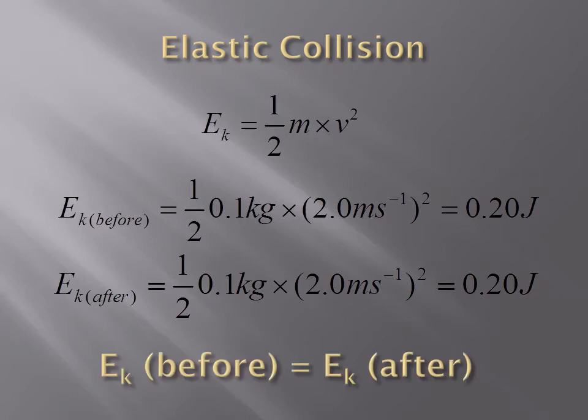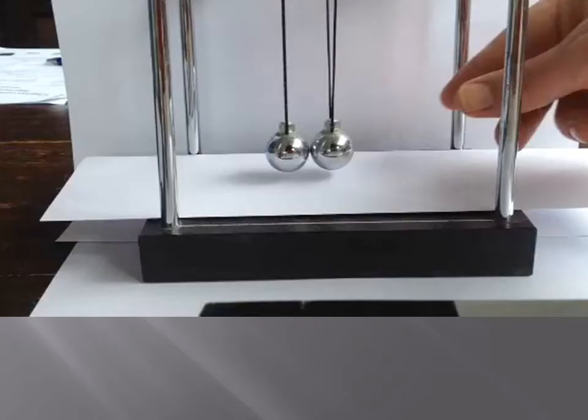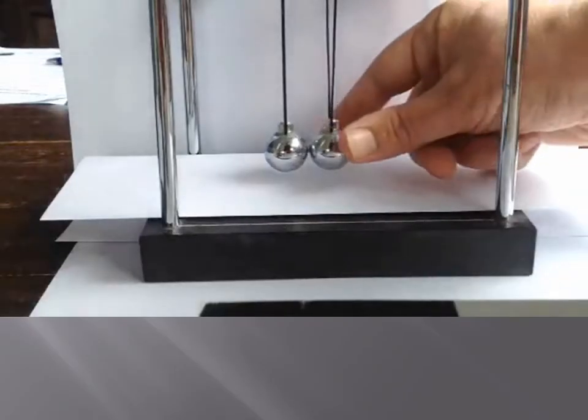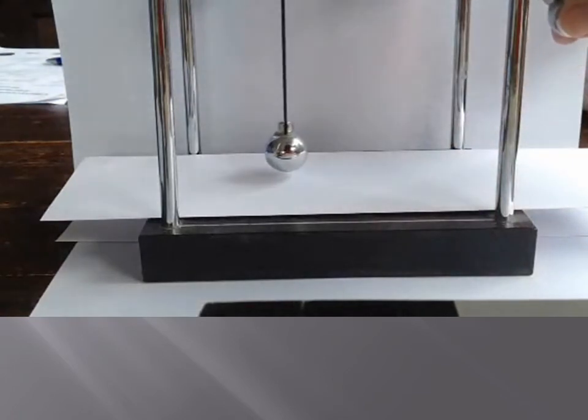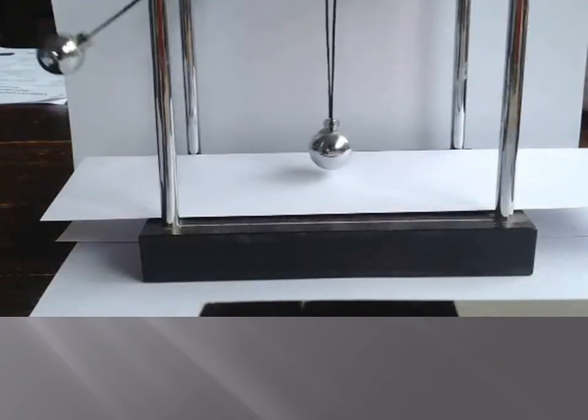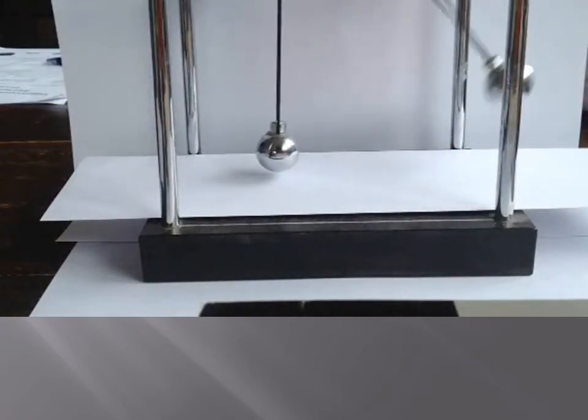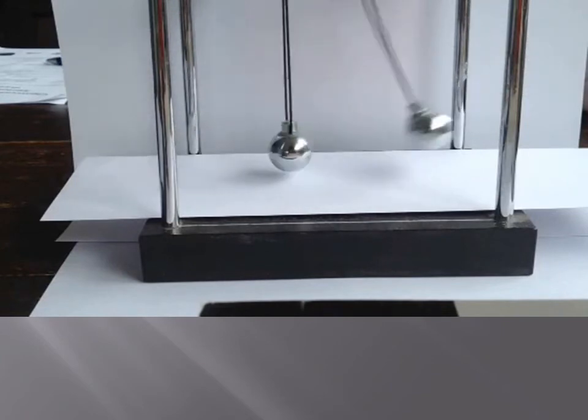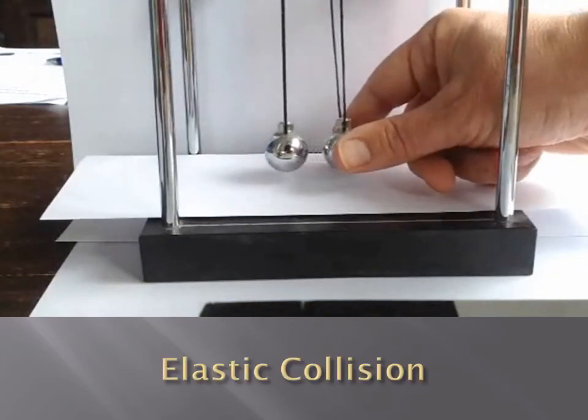This shows us that the kinetic energy before is the same as it was after. If the kinetic energy is the same before as it is after, we have an elastic collision. Let's just watch this one more time. Note, momentum is conserved and kinetic energy is conserved. Elastic collision.